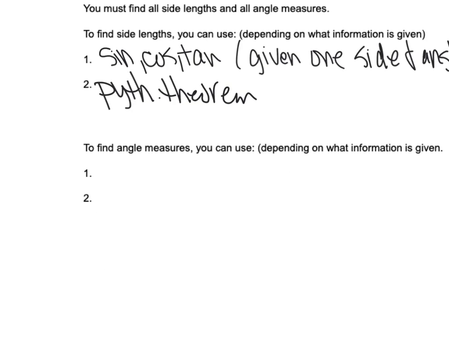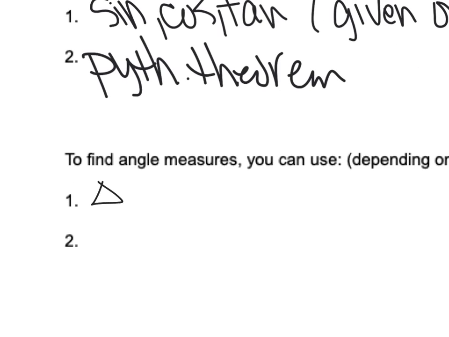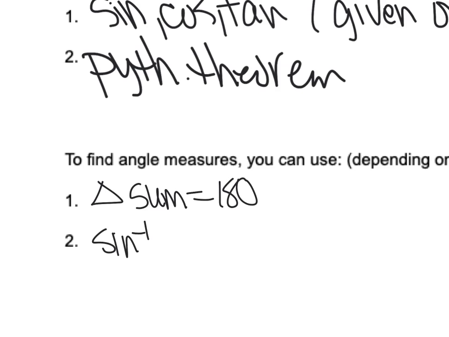Okay, if you're finding an angle measure, first thing you check is to see if there's two angles that are already given to you, in which case you can just use the triangle sum. They add up to 180 degrees. Or you can use inverse sine, inverse cosine, or inverse tangent.